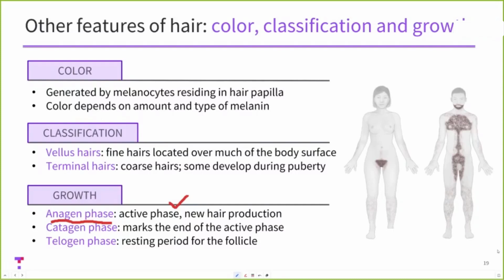The next phase, the catagen phase, marks the end of the active phase. That's where most of the hair has ceased to grow and bulge, and they begin to die off. This is also referred to in some books as the club hair. This is where the hair has faded off and begun to stop growing. And then the last phase is called telogen, which is when the cells are pretty much stagnant.